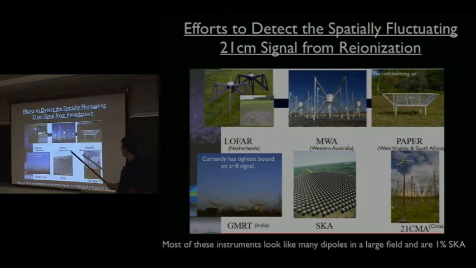The rough order of magnitude of the collecting area of these instruments is 1% of a square kilometer. So they're quite a bit smaller than the square kilometer area that we ultimately hope to have in this field. In fact, 1% is an exaggeration. Some of these are closer to a tenth of a percent of a square kilometer. And it turns out that a tenth of a percent to 1% is basically what you need to be able to detect the signal.